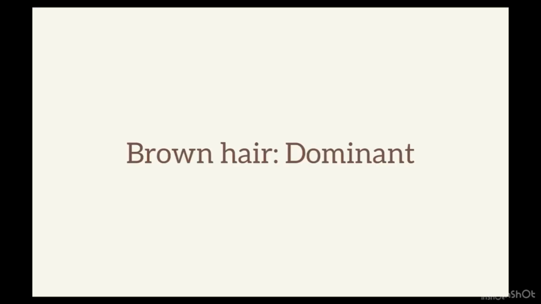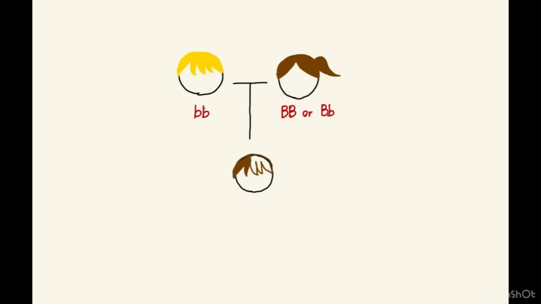Next is hair color. In the case of hair color, the gene of brown hair is dominant and blonde is recessive. If the gene for brown hair is large B and the gene for blonde is small b, Mr. Gregory's genes for hair color are small b, small b, and his wife's genes for hair color will be large B, large B. Therefore, his son's genes for hair color will be large B, small b.